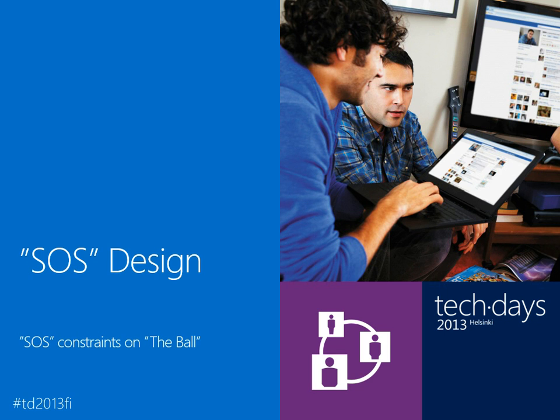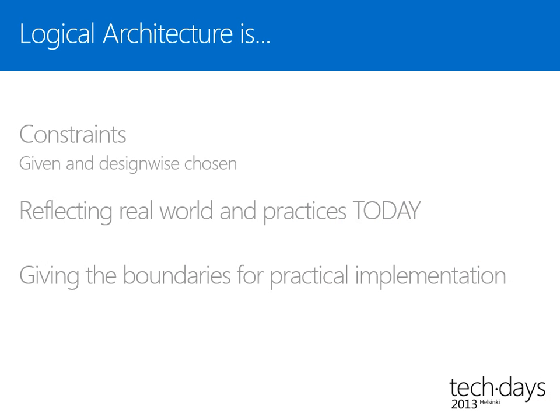Then we dive a bit into the service operating system design, so the logical constraints on top of the model that make the SOS a practical, real-world takeoff. Logical architecture is, in this context, the constraints given and design-wise chosen how they should be applied. We focused on reflecting real-world practices of today to give the constraints, and also taking into account the technical constraints of how software is built today, what kind of architectures are used, and most importantly, what drives the choice of a certain kind of architecture.